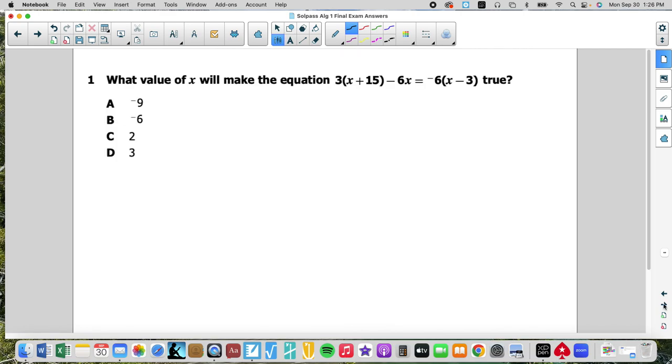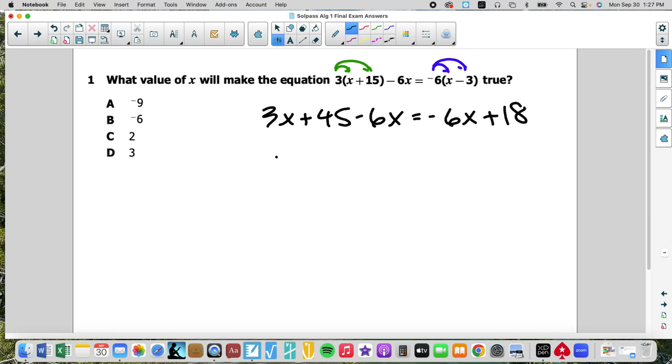What value of x will make the equation 3 times the quantity x plus 15 minus 6x equals negative 6 times the quantity x minus 3 true? So there's two ways. We can reverse engineer it by plugging in each of those 4 values, or we can simplify. So we're going to simplify and solve for x. That's kind of what they want us to do here. And then we're going to distribute this negative 6 into here also. And we get negative 6x plus 18. We're going to simplify. We're going to combine like terms. We had like terms on the same side, so we simplify that.